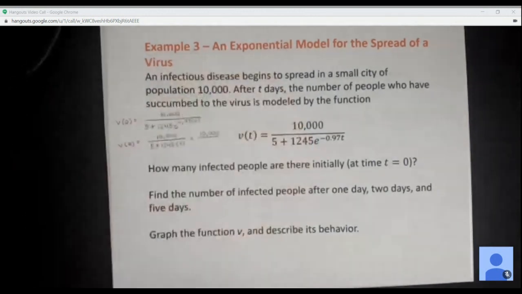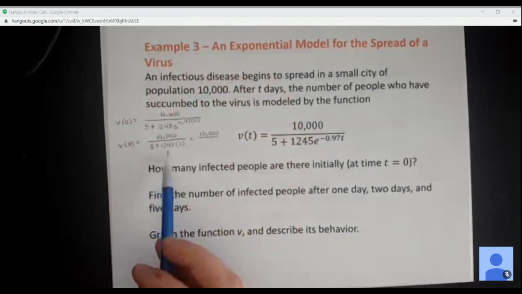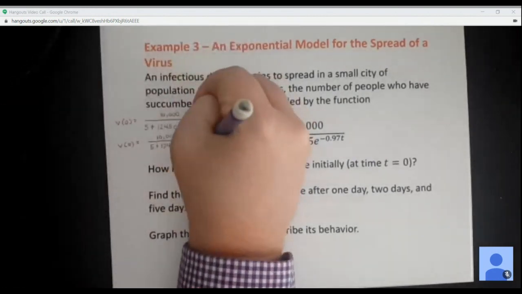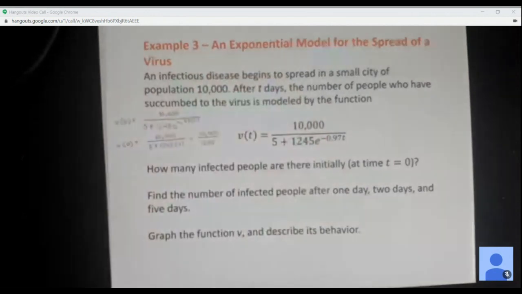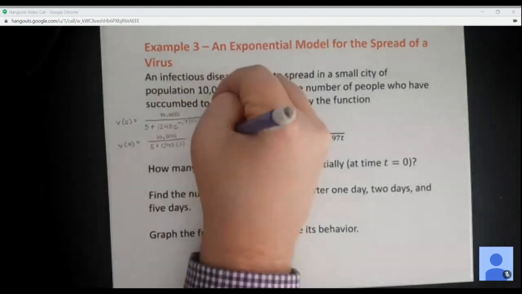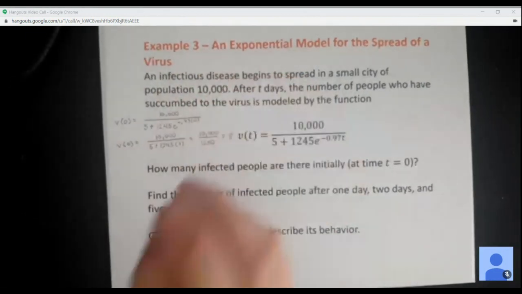Okay, so we have 1,245 plus 5, right? And so what should that give us? Good. Right, so 1,250. And then we just have to do our division, right? So what's 10,000 divided by 1,250? Good. So it should just be 8.